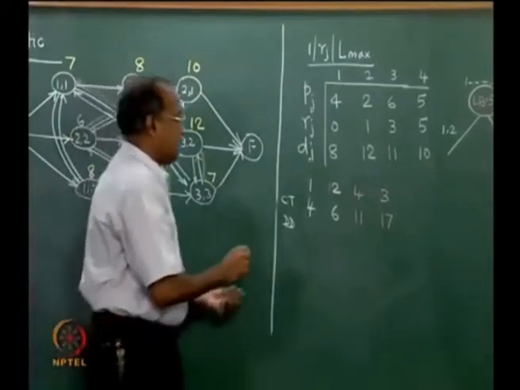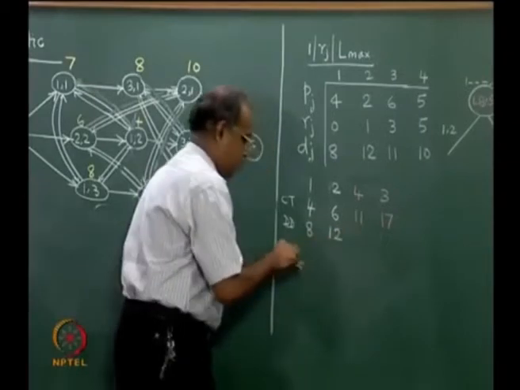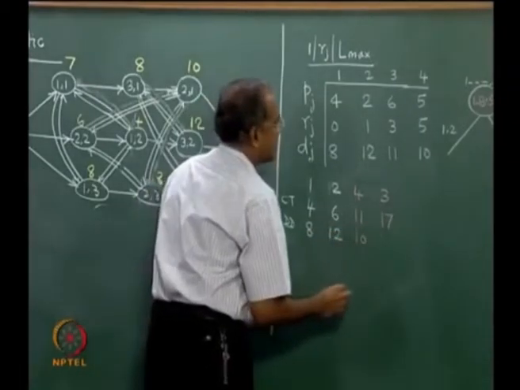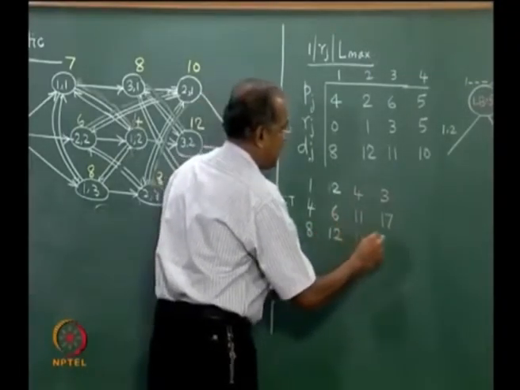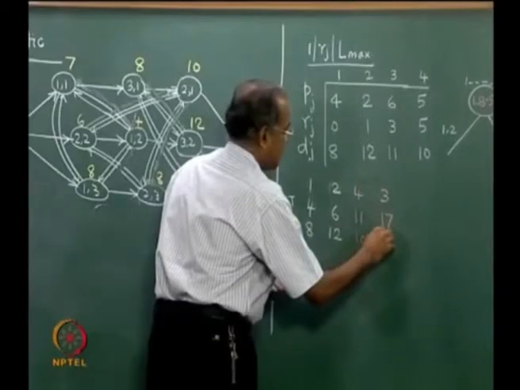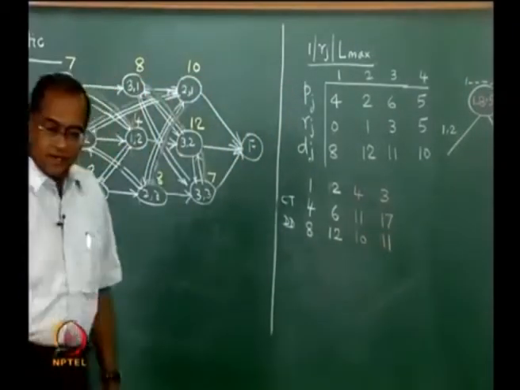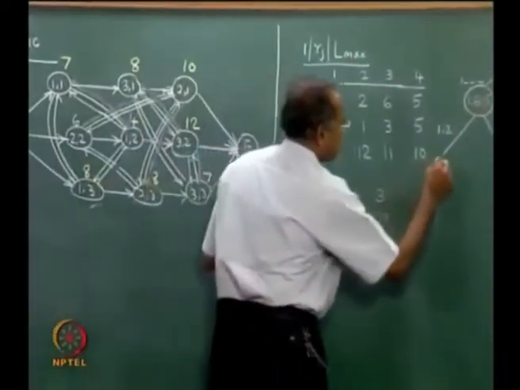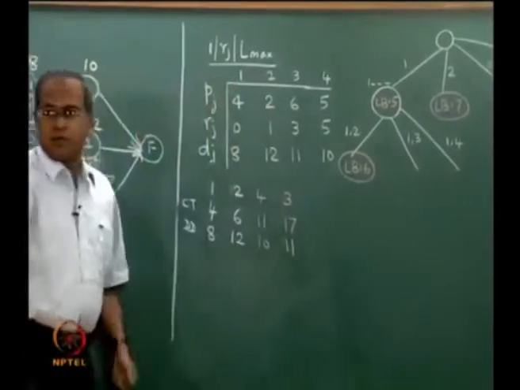So the due dates are for 1 and 2, 8, 12, 10 and 11. So lower bound becomes 6.